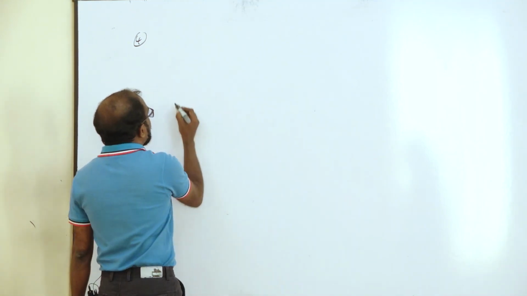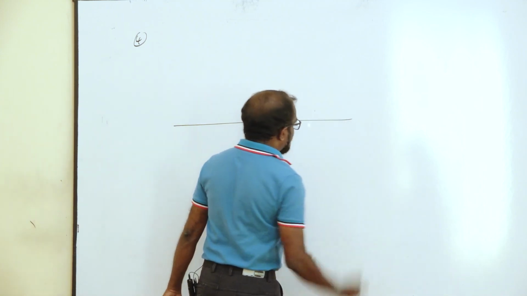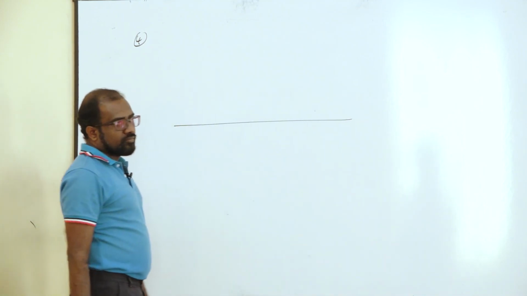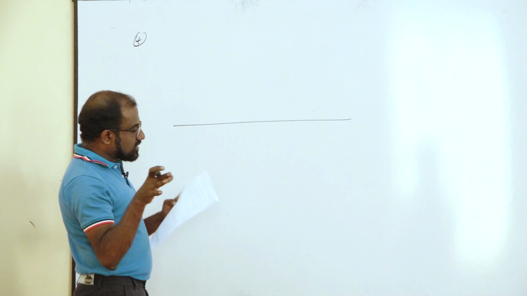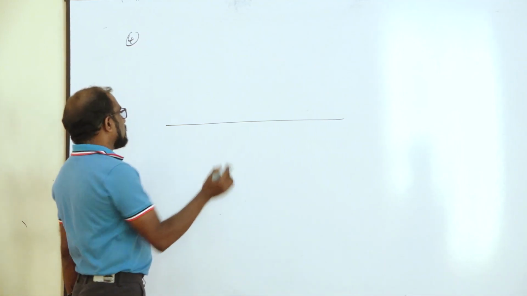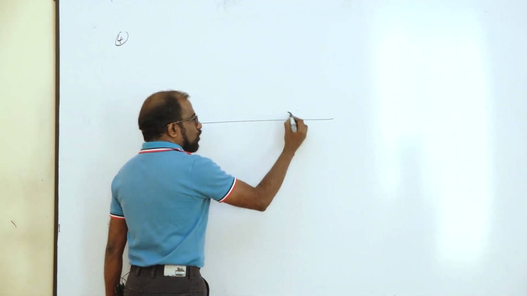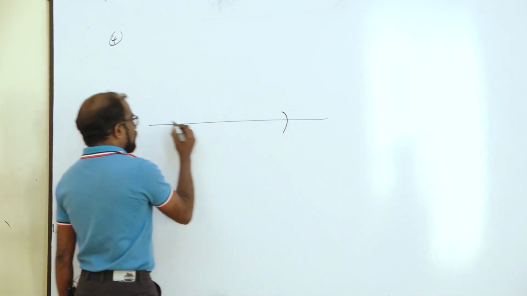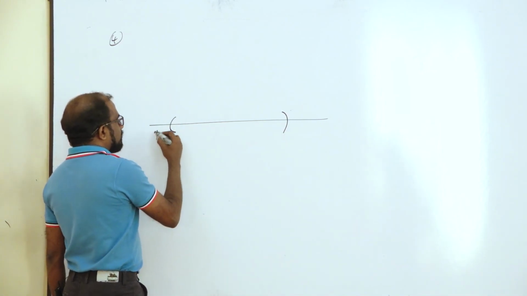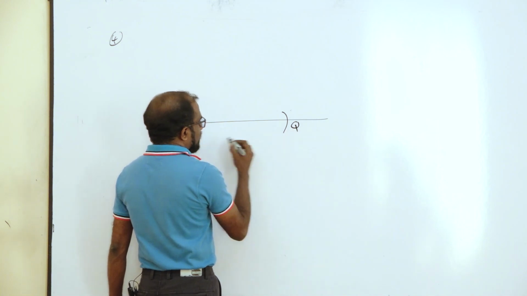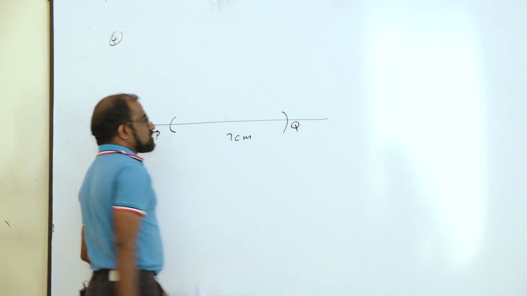First of all, draw the straight line. Take PQ 7 centimeters with the compass. Keep it at a point and draw a curve. Keep it at this point of intersection and draw a curve. PQ is 7 centimeters. Right.